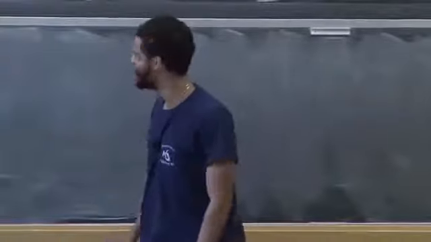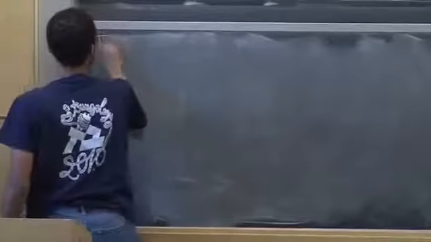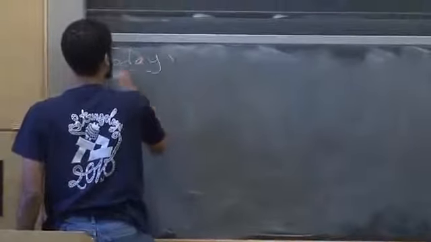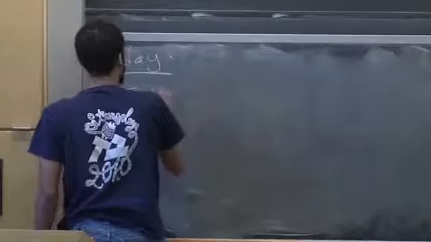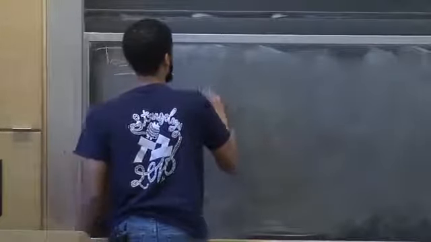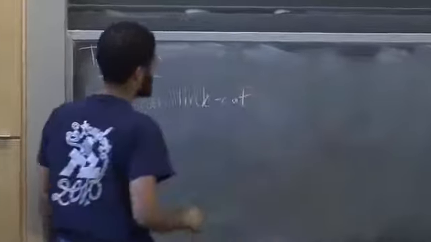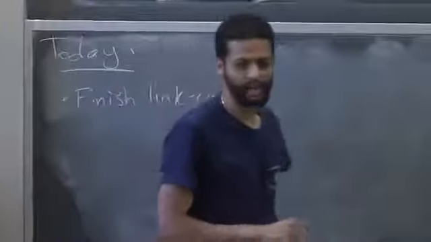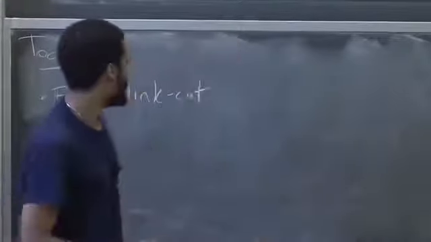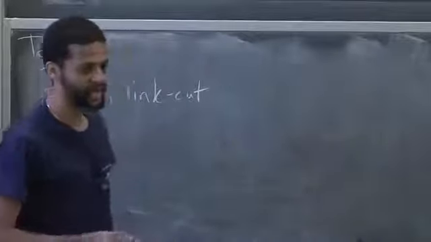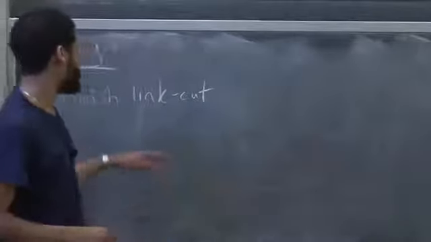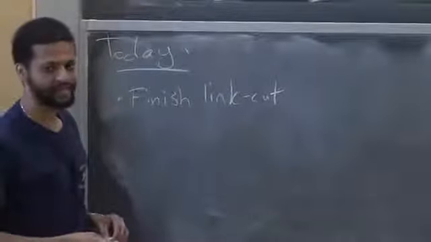So today, what are we going to do? We're going to finish link cut trees. I'm just going to give you the analysis. In class, I'm going to show you log squared n amortized per operation. And on PSET 8, which is out, there is a problem that asks you to improve this to log n.